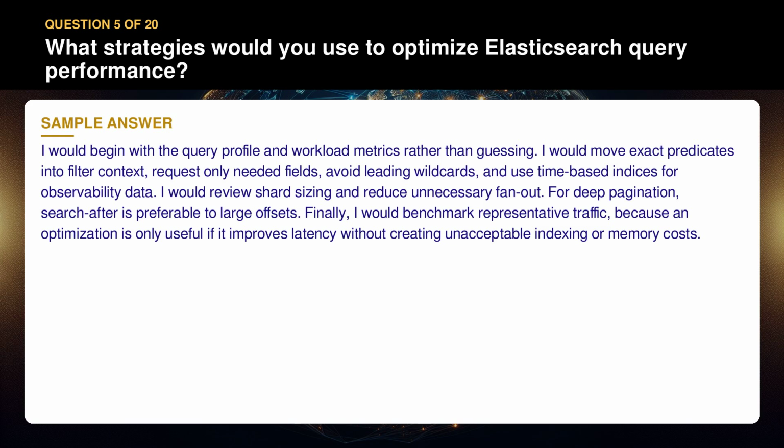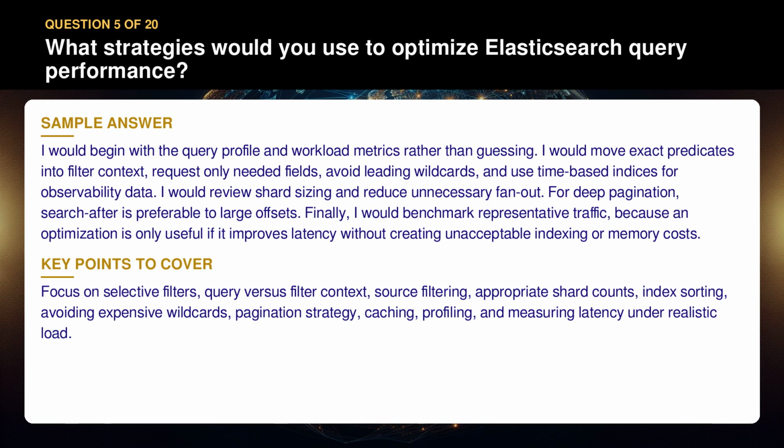Finally, I would benchmark representative traffic, because an optimization is only useful if it improves latency without creating unacceptable indexing or memory costs. Focus on selective filters, query versus filter context, source filtering, appropriate shard counts, index sorting, avoiding expensive wildcards, pagination strategy, caching, profiling, and measuring latency under realistic load.